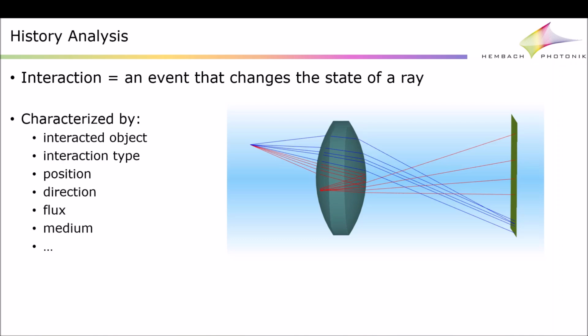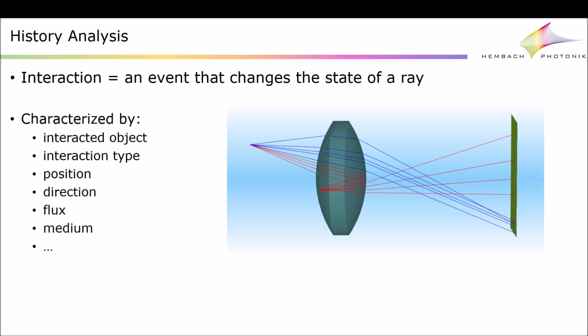In RJ1, an interaction is an event that changes the state of a ray. That could, for example, be the creation of the ray in a source, the transmission of a ray through a surface, the scattering of a ray by a scattering volume, or the absorption of a ray by a surface.